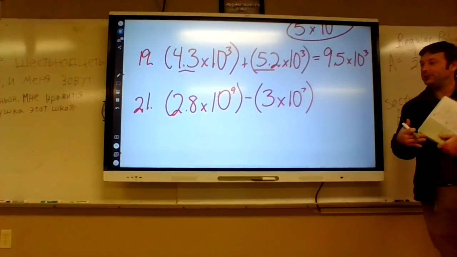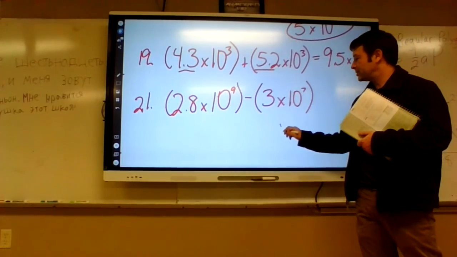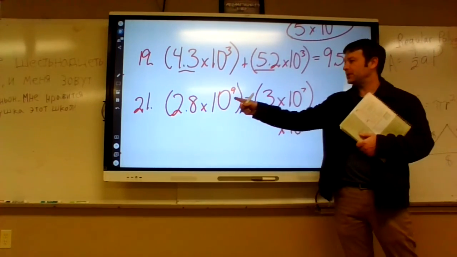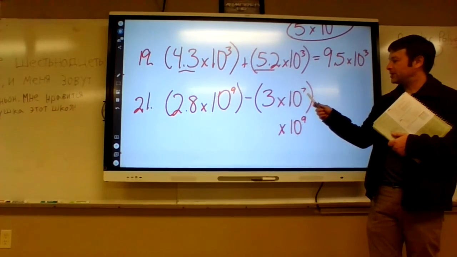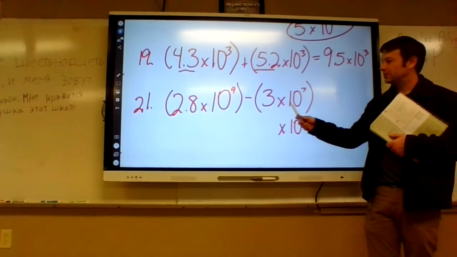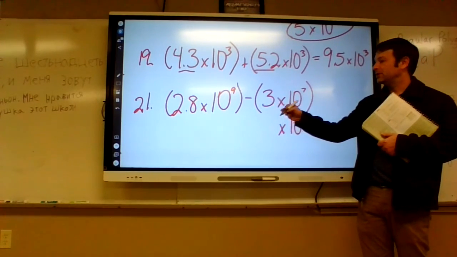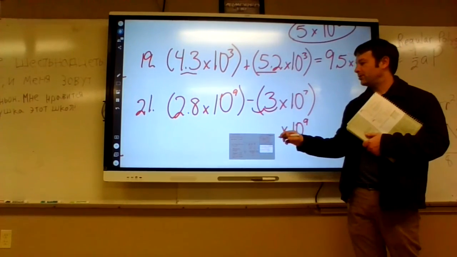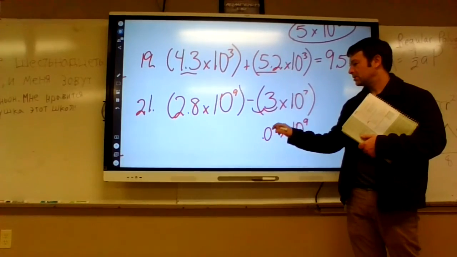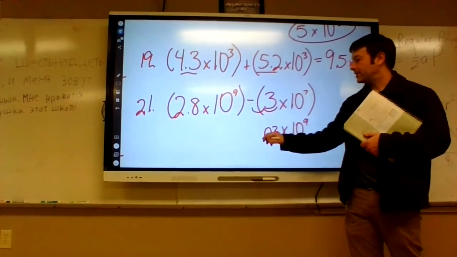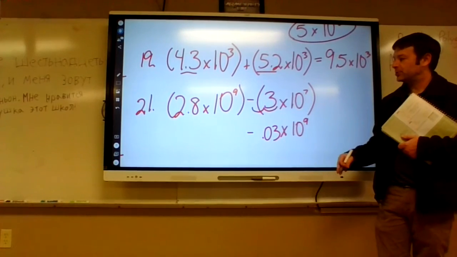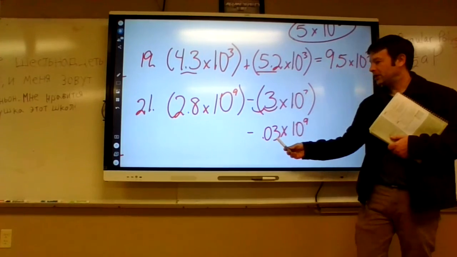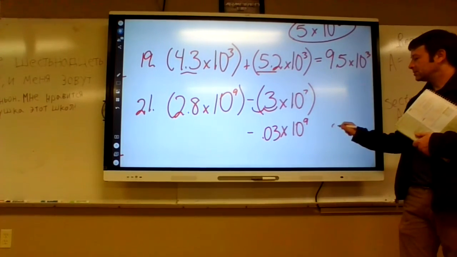Okay, the easiest way to make them like terms is by turning this into 10 to the 9th so that they're the same. Now, if I made this number 2 steps smaller, 3 becomes 0.03. Now they're like terms, and now we can subtract. Let's see if you remember 7th grade subtracting decimals. How do we do 2.8 minus 0.03?